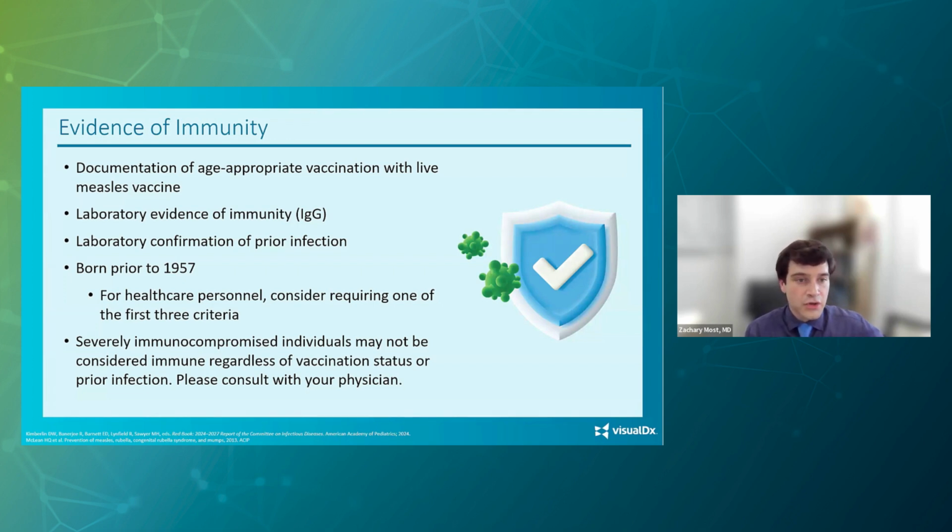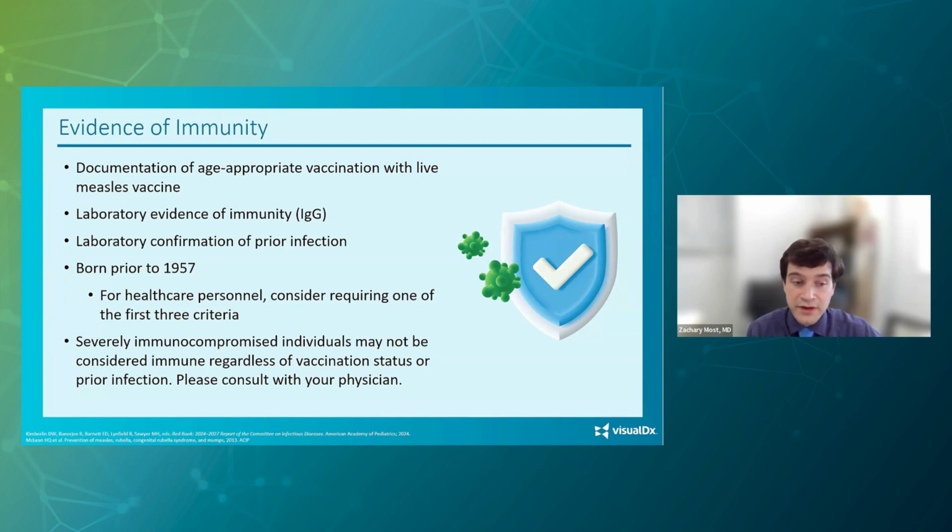So we've talked a lot about what does it mean to be immune to measles and kind of glossed over it until now. So the CDC has a definition for what evidence of immunity to measles means. This includes one of the following 4 criteria: documentation of age-appropriate vaccination with a live measles vaccine, laboratory evidence of immunity, which is a positive IgG, laboratory confirmation of prior infection, or anyone born before 1957 because of how common measles was back then. For healthcare personnel, at least at our hospital, we do require one of the first 3 criteria. We don't accept just being born prior to 1957, and that's a common thing in a hospital setting.